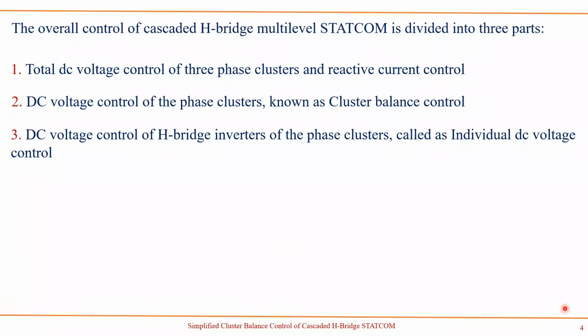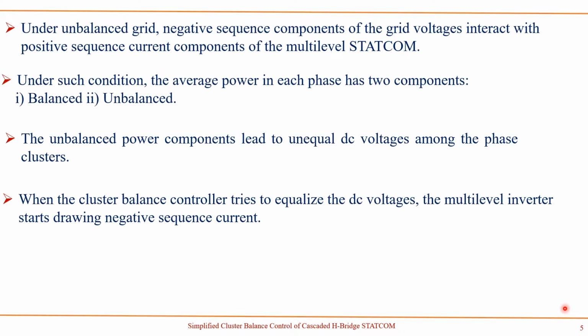The overall control of cascaded H-bridge multilevel STATCOM is divided into three parts. First one, total DC voltage control of three-phase clusters and reactive current control. Second, DC voltage control of the phase clusters known as cluster balance control. Third, DC voltage control of H-bridge inverters of the phase clusters, also known as individual DC voltage control.